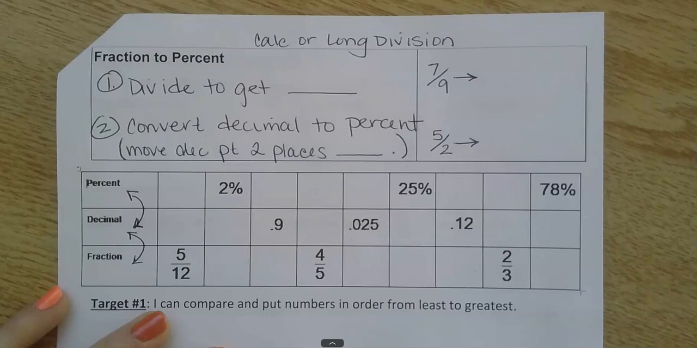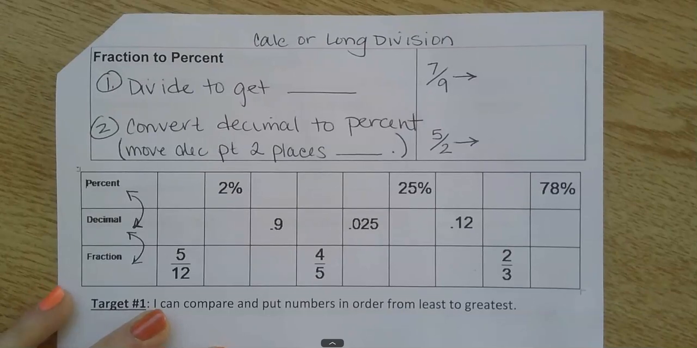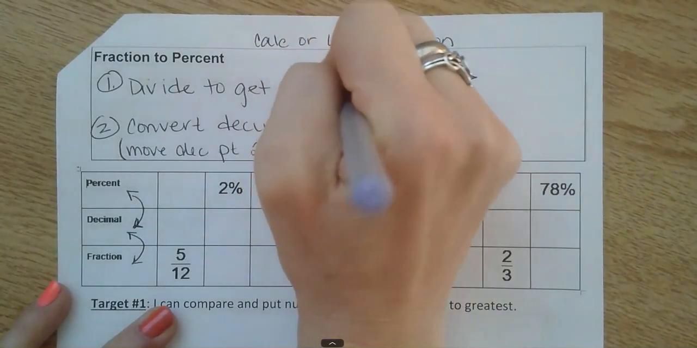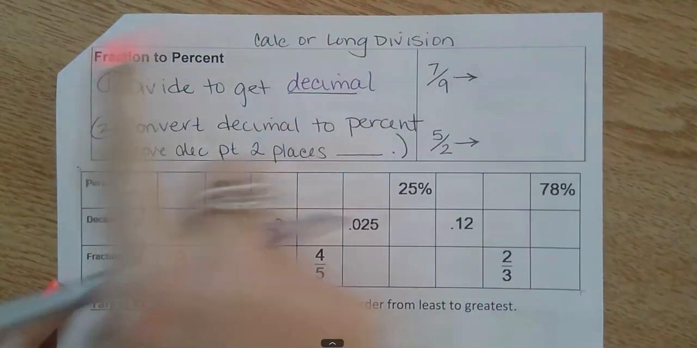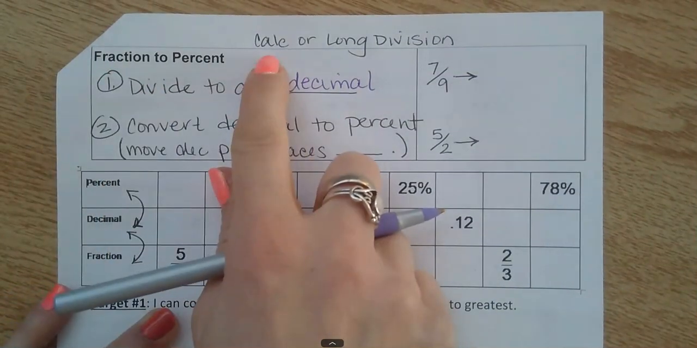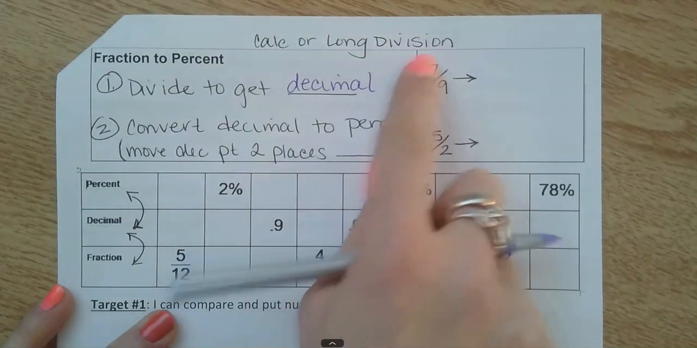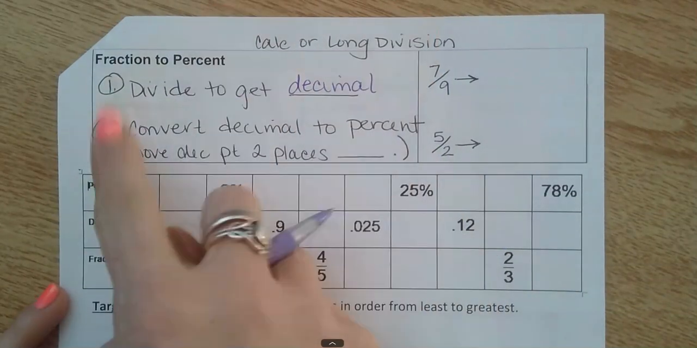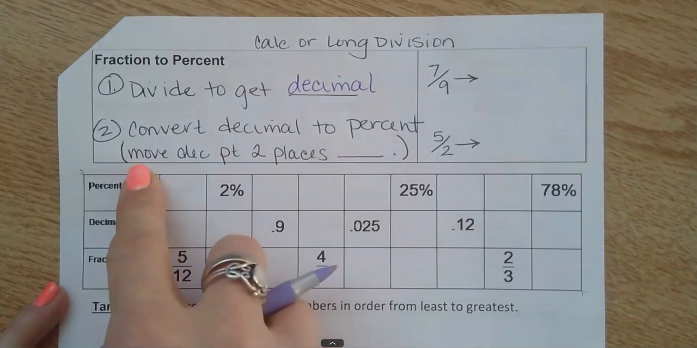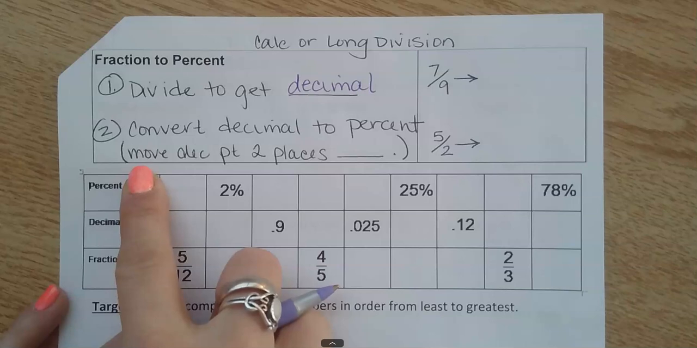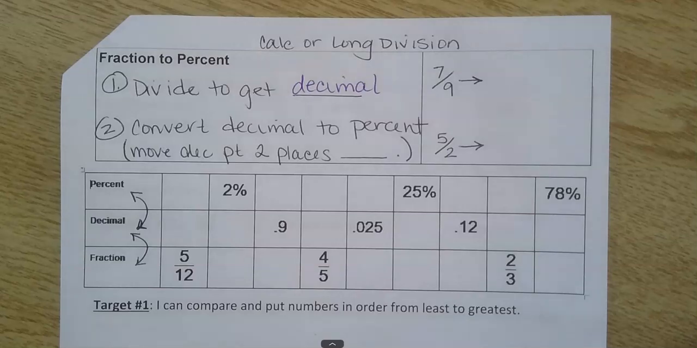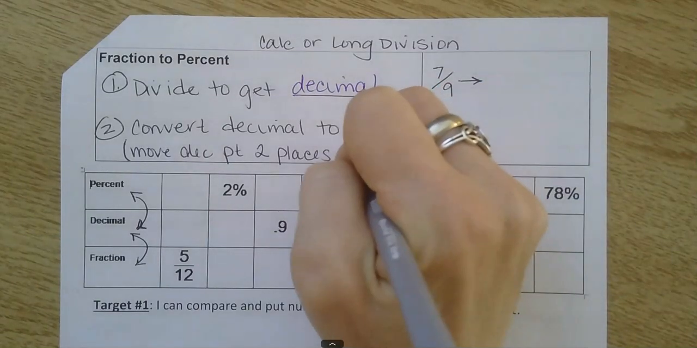Now we're on our last one, fraction to percent. Divide to get a decimal. Okay, if I'm starting with a fraction, fractions tell me to divide. And again, I could use the calculator or long division, but divide to get that decimal, and then convert your decimal to a percent. Right, and the shortcut for that, you could flip your paper over and look, or the shortcut for that is to move the decimal point 2 places to the right.